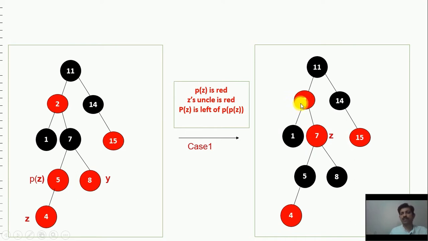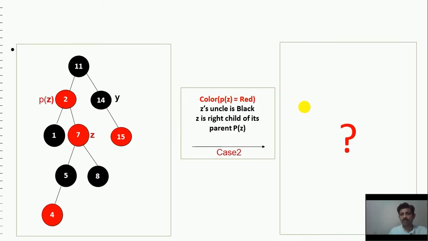Whenever we get P of G red, we have to check for our cases. Now check the color of the uncle of this node number 7. The uncle's color is black, so we move towards either case 2 or case 3. This node G is the right child of its parent. You can see here, this is G, this is P of G, and this is the uncle, and G is the right side of its parent. So here case number 2 will happen.